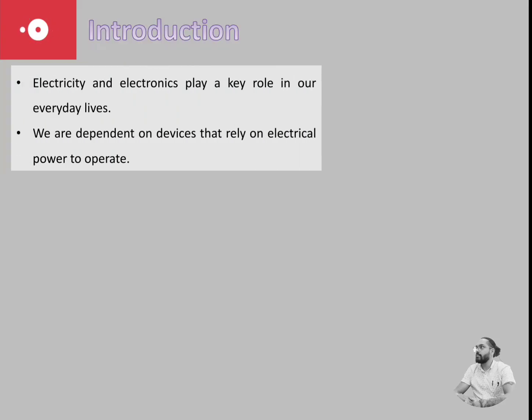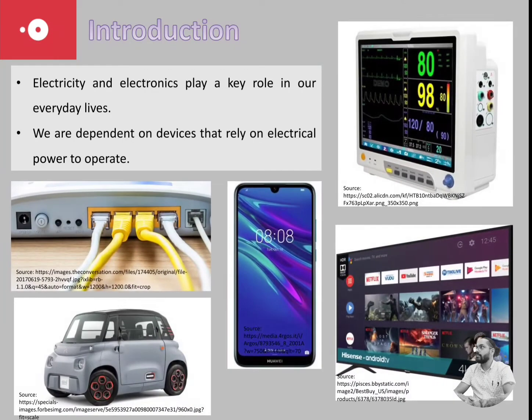Electricity and electronics play a key role in our everyday lives. We are dependent on devices that rely on electrical power to operate. Did you know that electricity came to Mauritius in 1899 and a turbine was set at Réduit? And the first hydro station was made operational at Tamarind Falls in 1903. Electricity is used to operate so many different devices.